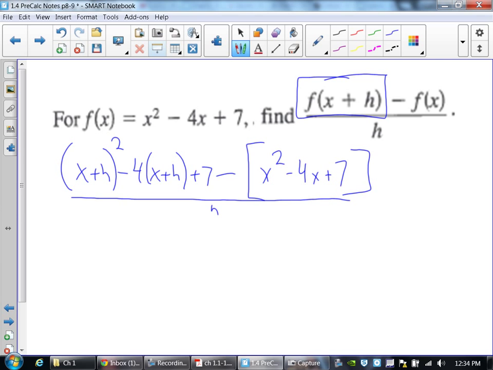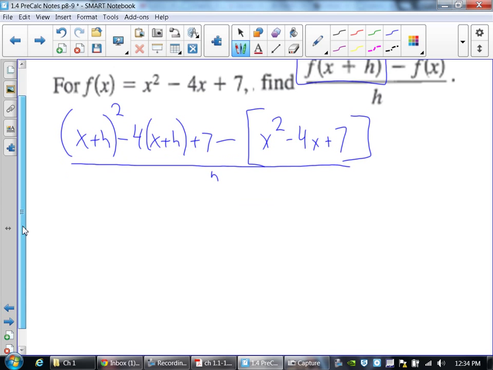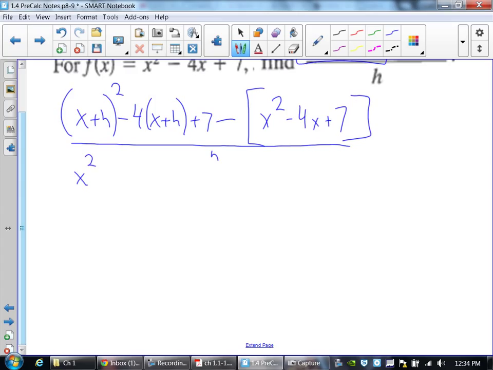So I FOIL it out. When I FOIL this out, I'm going to get x squared plus 2xh plus h squared. Foiled it out. X plus h, you get x squared, xh, xh, h squared. Easy. It's algebra that you've been doing for a long time. I should not have to go back and reteach how to FOIL, guys. Minus the 4x.